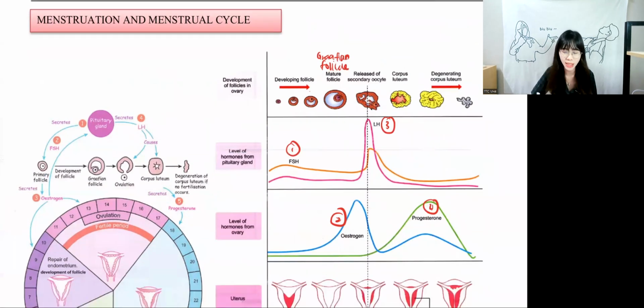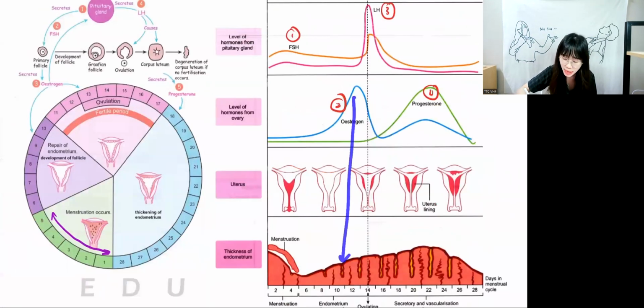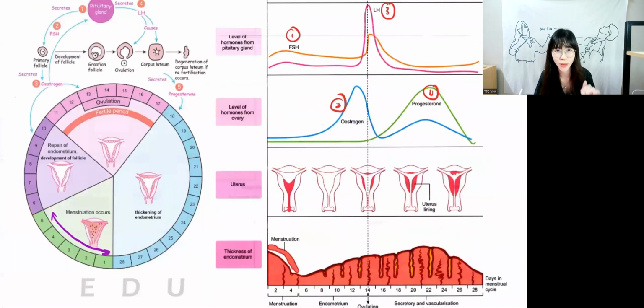At the same time, let's look downwards. What is happening over here? They will repair the endometrium wall. You know that during menstruation, the endometrium wall will start to shed, right? So after that, the endometrium wall will start to repair. The estrogen will repair the endometrium wall.